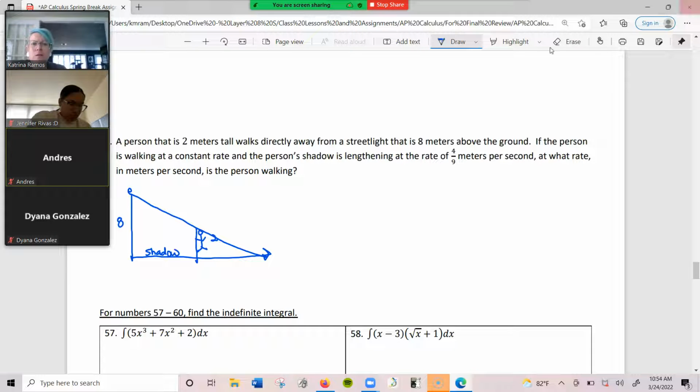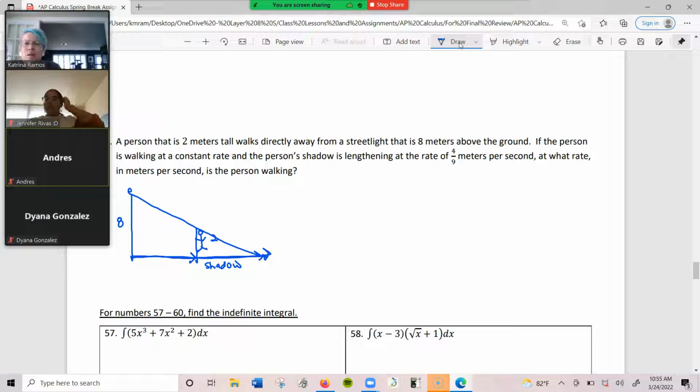Or wait, just kidding. Is that how I have it? I have it different on the answer key, so I want to keep it like the answer key, so that I don't confuse you. I have it so that the shadow is here. Yeah, that makes more sense. And then the person is walking this way, and then this is the person's shadow. Is this okay?